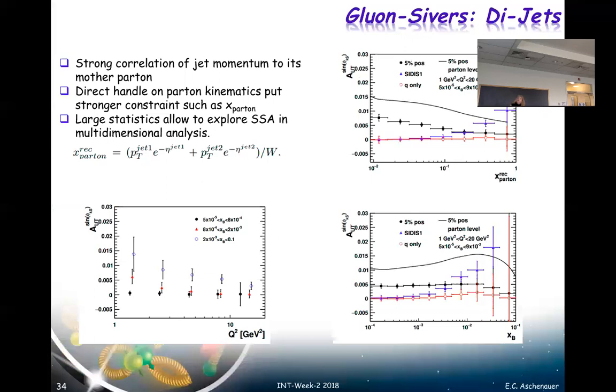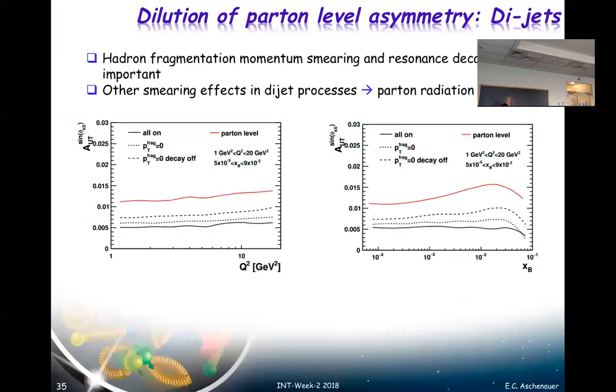And here you see how well you reconstruct the parton kinematics by looking at the two jets, and you see the asymmetry as a function of the reconstructed parton direction. You see here again the quark contribution is relatively minimal. Then we looked at how the smearing happens. Here you see the parton level, then what you get if you turn off fragmentation and the decay, and then what you get with everything on. So for the di-jets you also have quite a bit of smearing versus Q-square, and the same versus x.